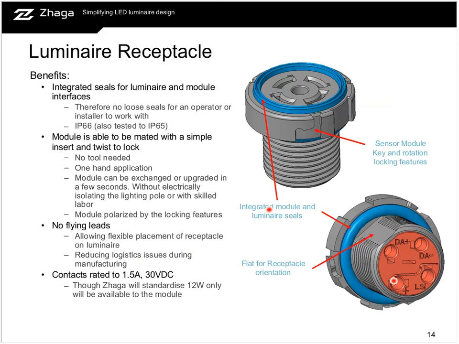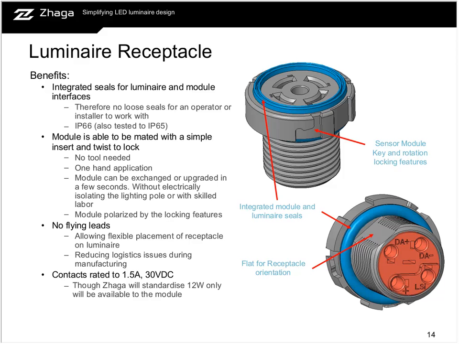And then on this slide, we can see this example of what the receptacle could be. This is just an example, and the item itself won't be defined through Zhaga. But you can see the advantages here. We've got an integrated seal with no loose components for an operator or an installer to work with. The seals will be designed to meet IP66 and then tested to meet the requirement, but also tested to IP65 as well.